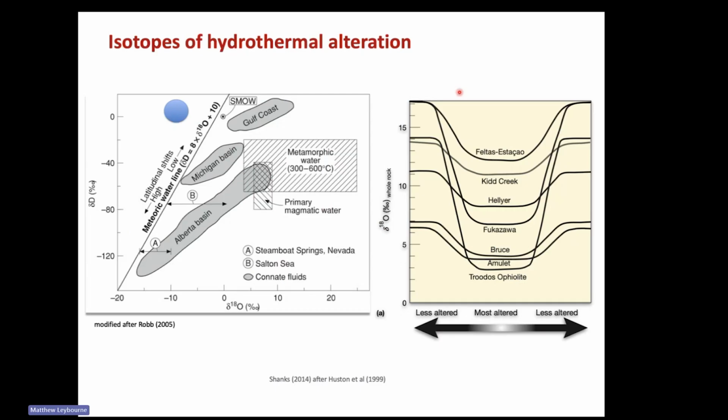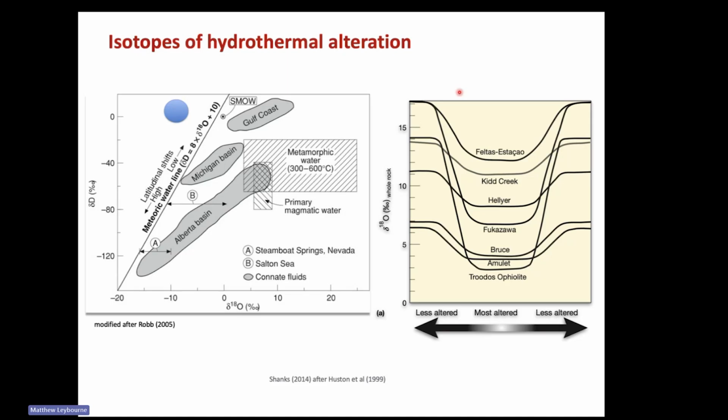Okay, so on the left-hand side, we have our hydrogen versus oxygen isotope plot. And we have the meteoric water line shown there with Craig's value. And it also shows the latitudinal shift. So as we get to low latitudes, we get heavy, and if we get to high latitudes, we get light.